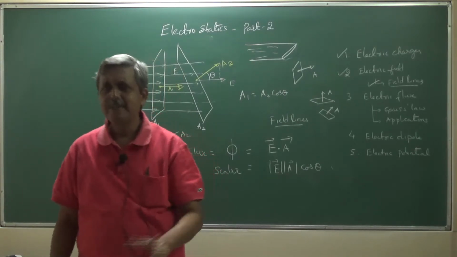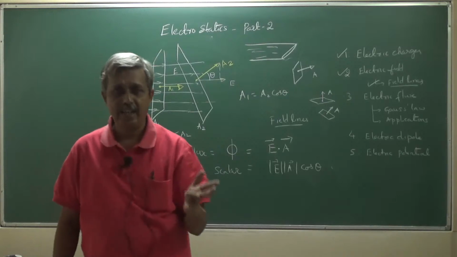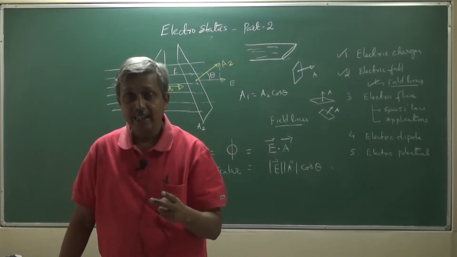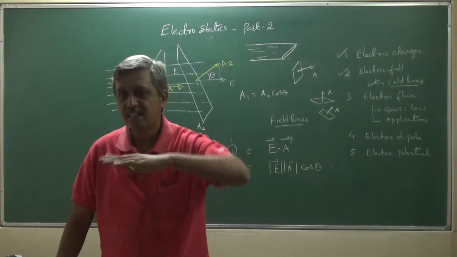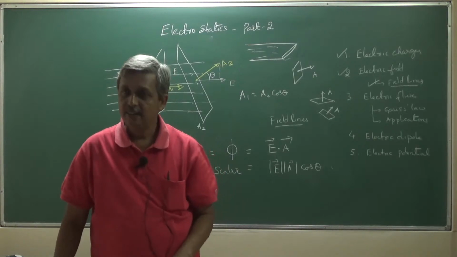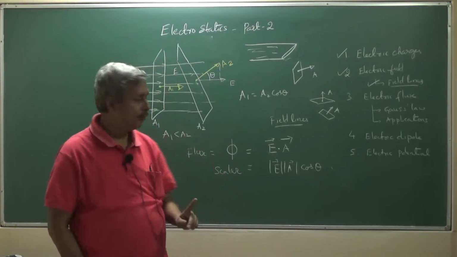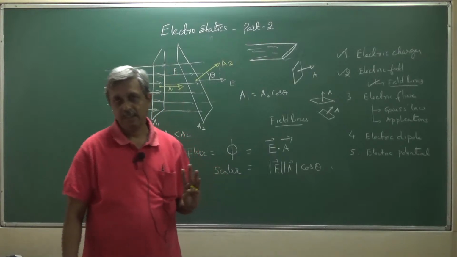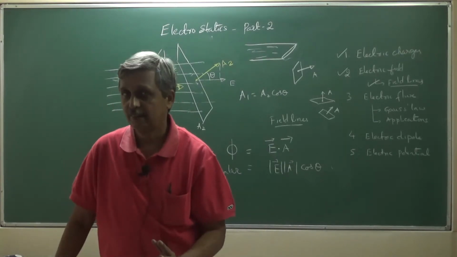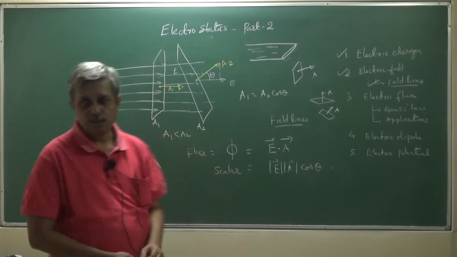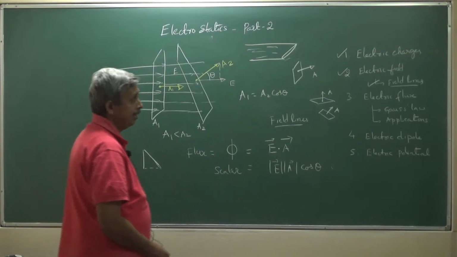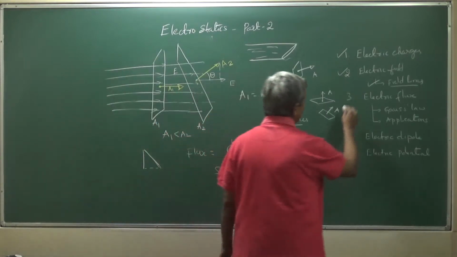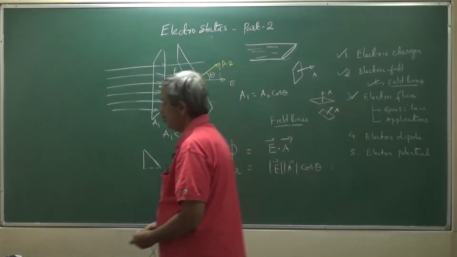Electric flux fundamentally is just electric field into area. But if the area is cut in the wrong direction, how do we take it as the correct area? For that we need a dot product. Otherwise we would have simply multiplied. Dot product is just because of that. So I hope you understood the meaning of electric flux. That is the fundamental meaning of electric flux.